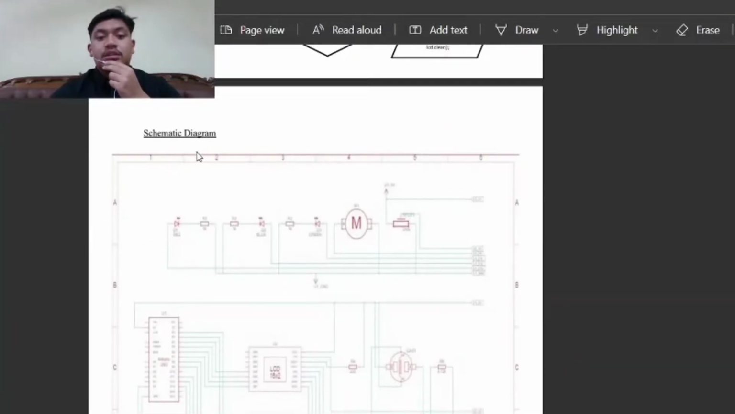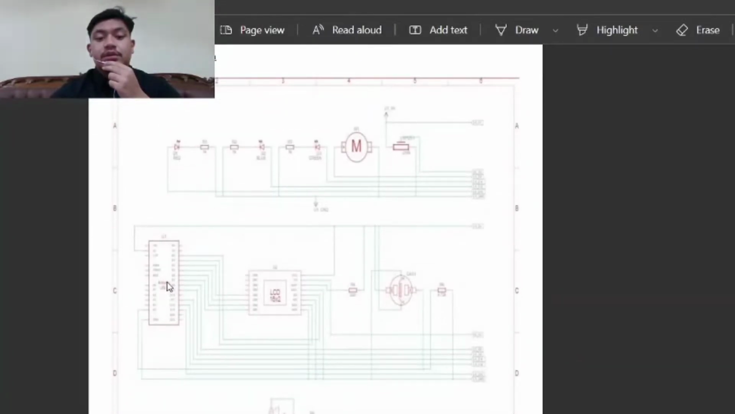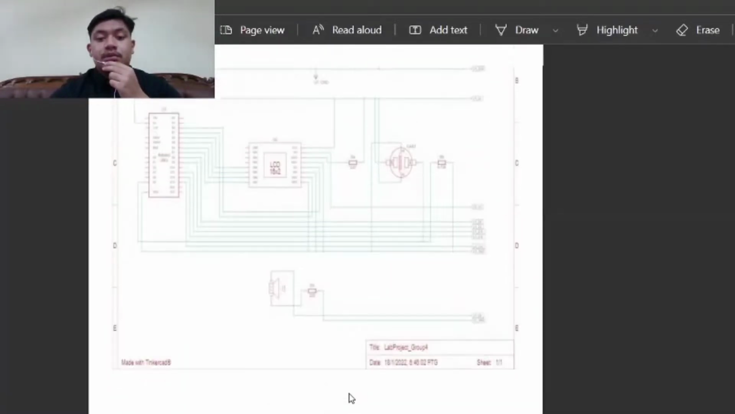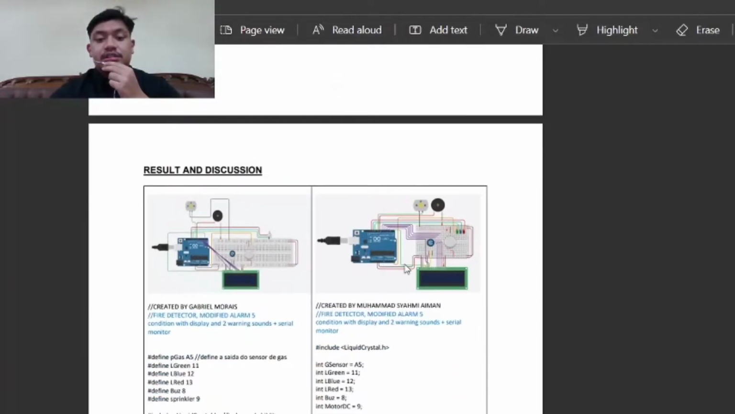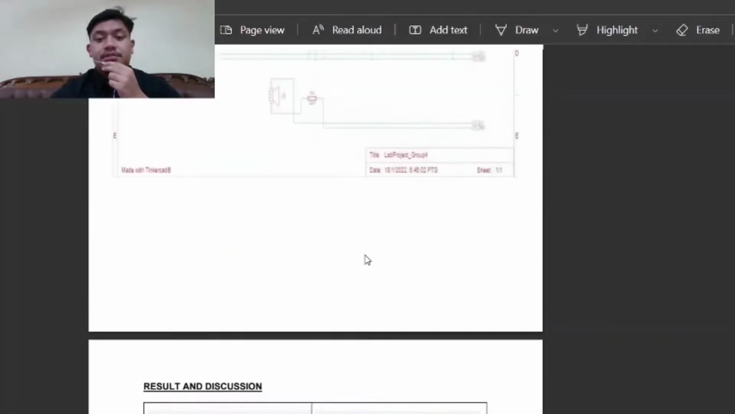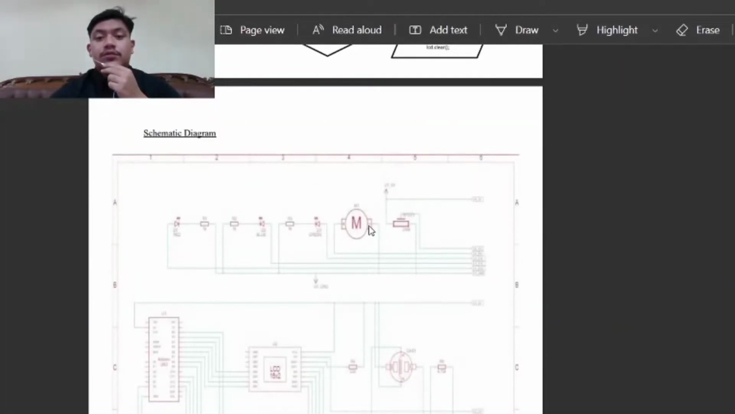Right, this is our schematic diagram. This is our Arduino Uno, LCD and every component that we use to do our fire alarm system. Now this is the circuit that we made, led by Shami. Alright, that's all from me. We will continue to the next part.